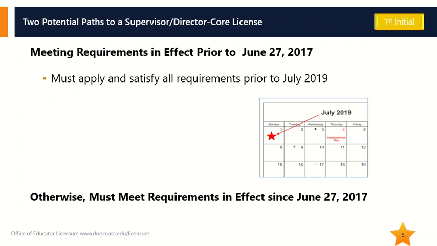Currently, 2 potential paths exist to obtain Supervisor Director Core licenses. Individuals who apply and complete all requirements prior to July 1st, 2019 may qualify for a Supervisor Director Core license by meeting the requirements in effect prior to June 27, 2017. Otherwise, those seeking a Supervisor Director Core license must satisfy requirements in effect since June 27, 2017.